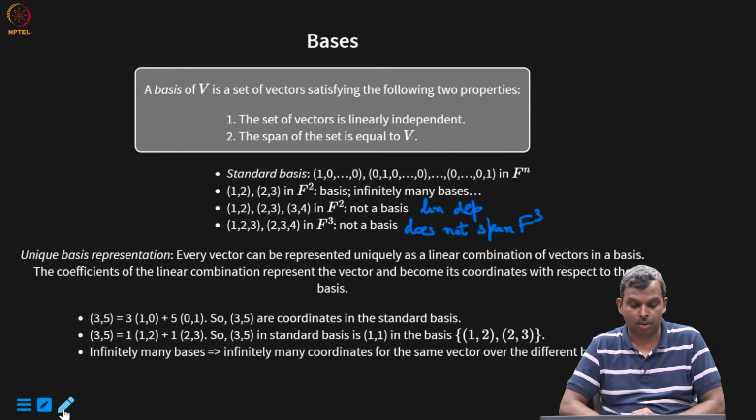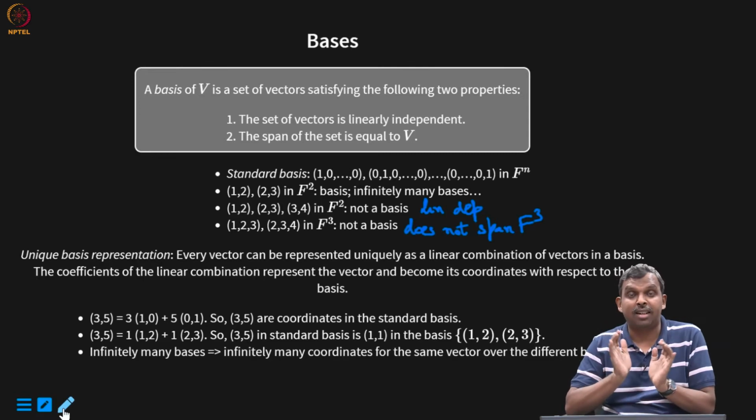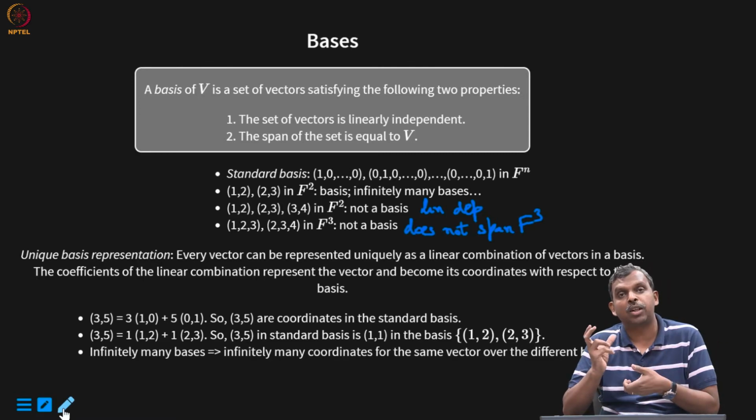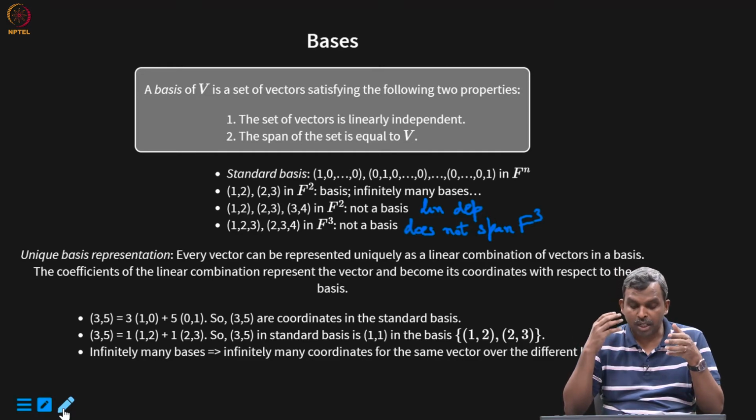So for instance, down below I've given a couple of examples. If you take the basis (1, 0), (0, 1) and you look at the vector (3, 5), you can clearly write it as 3 into (1, 0) plus 5 into (0, 1). You can also take the other basis (1, 2), (2, 3) and the same (3, 5) can be written as 1 into (1, 2) plus 1 into (2, 3). So you see that for the same vector (3, 5), if you change the basis, you get a different coordinate representation. Okay, so this is an important thing to keep in mind.